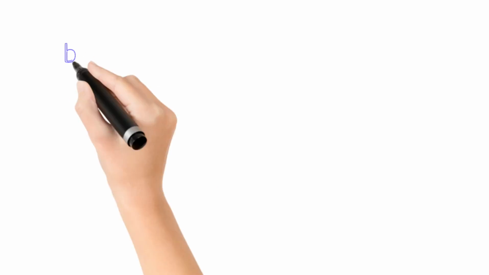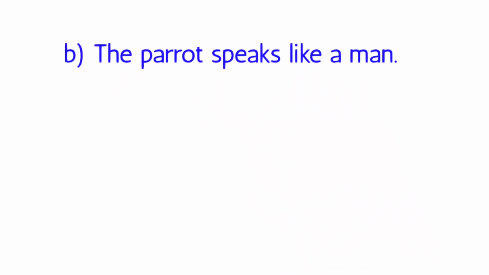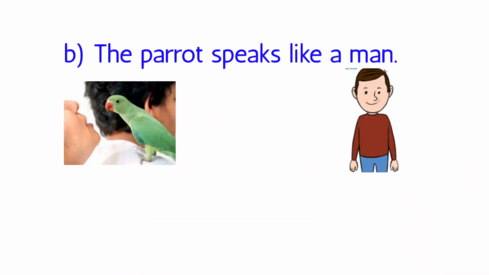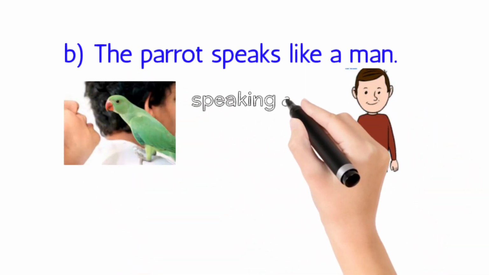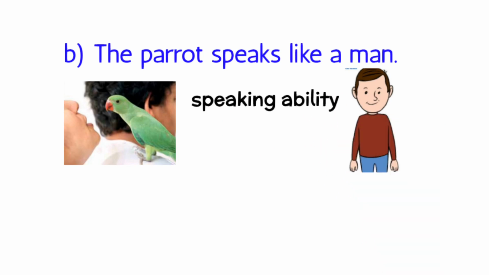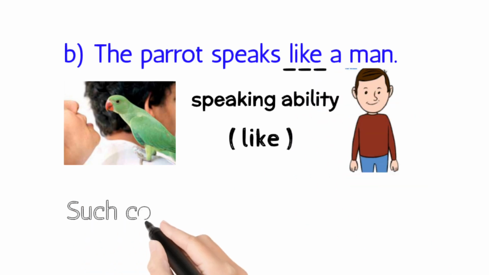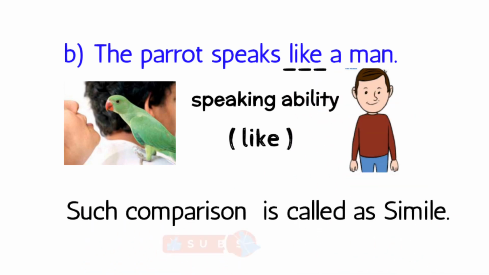Now let's see another example. The parrot speaks like a man. Here a bird is compared with a man because the bird has the quality of that man. To make this comparison, the word like is used here. Such comparison is called a simile.